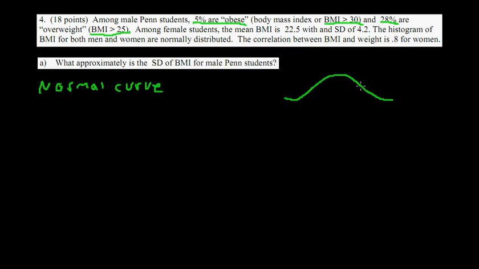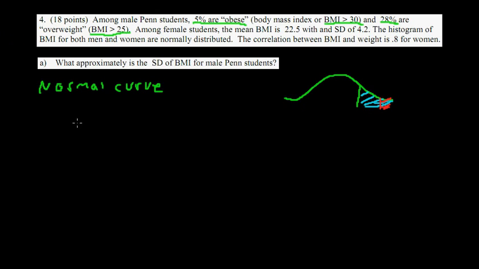So our picture looks like this. 28% are overweight. So this looks like this. Overweight. And 5% are obese. So we'll just draw another line out here, and we know that's obese. Well, since it follows a normal curve, we know the z-scores corresponding to these two values. And what are those z-scores?